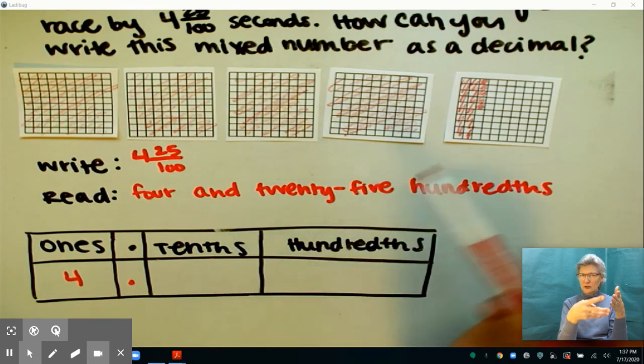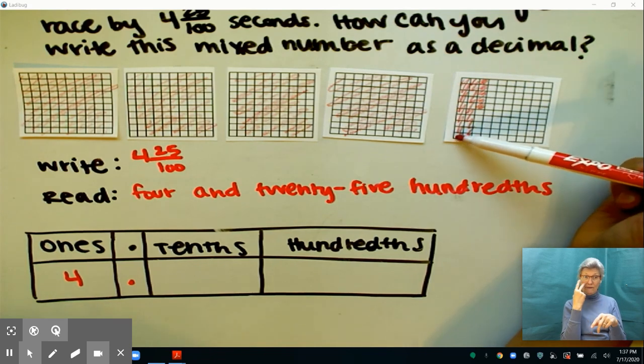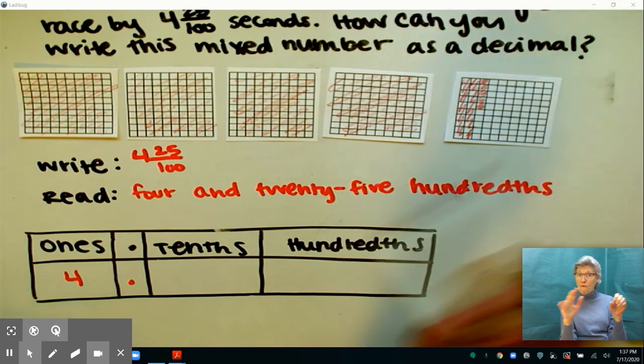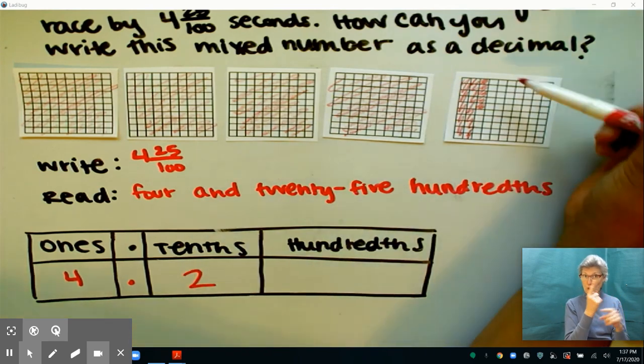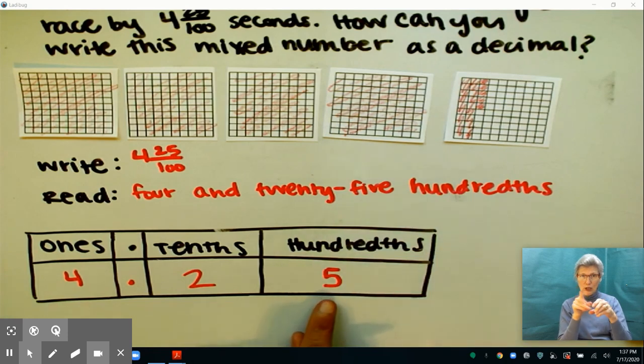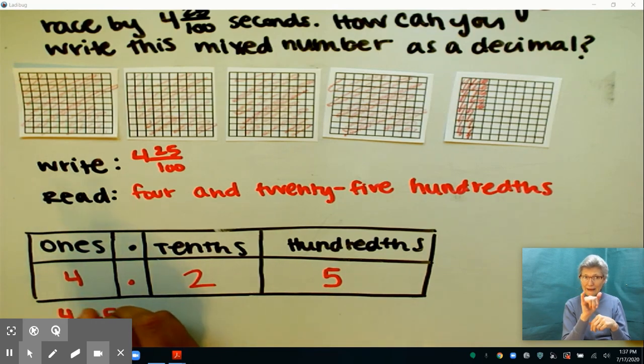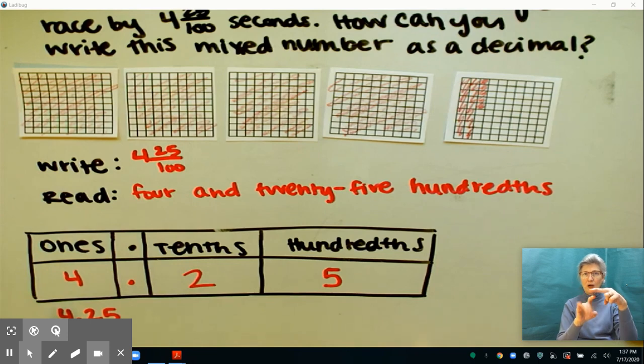So now we need to think about how we're going to write that in our place value chart. I know that I can write 2 full tenths because if I look at my model here, I have 2 entire tenths that are shaded. Then I still have 5/100ths that aren't accounted for yet. So if I fill those in my place value position for the hundredths, I'd write a 5. And then my final number comes out to 4 and 25/100ths. I would write it just like that.